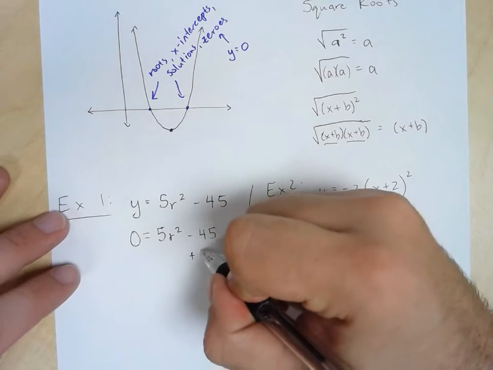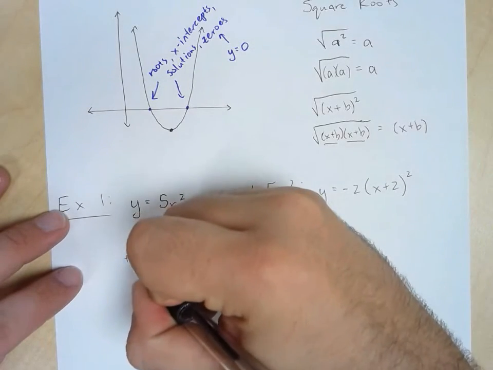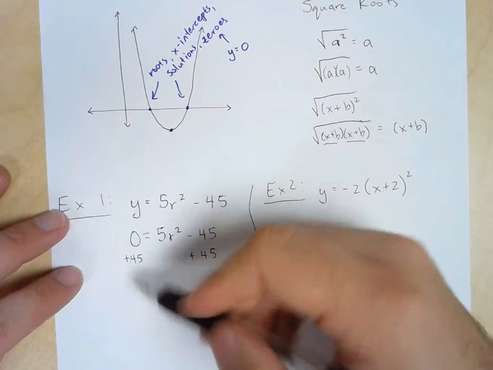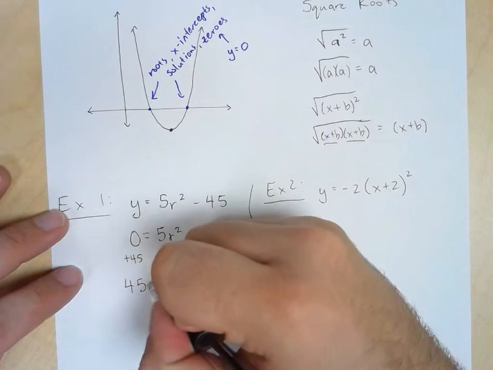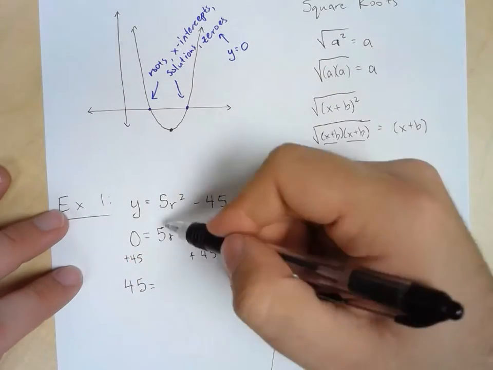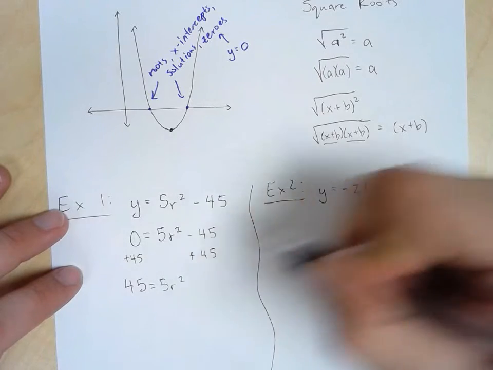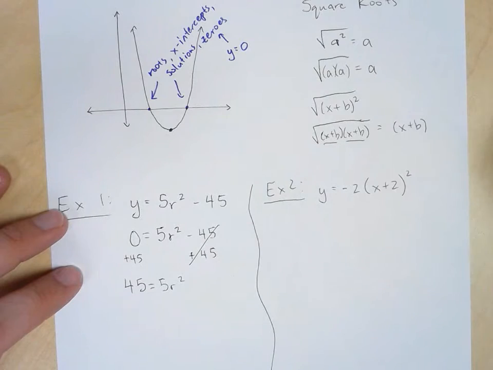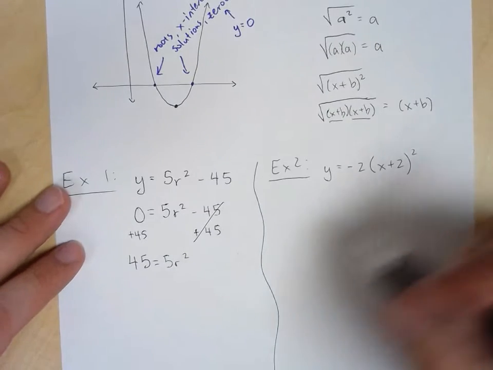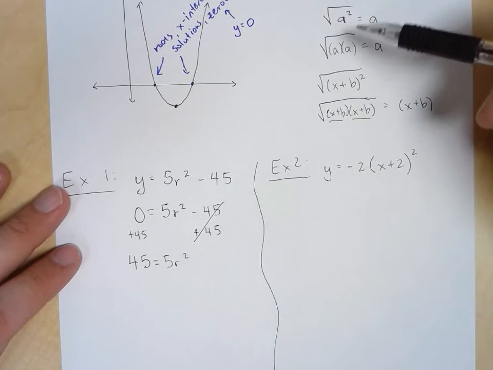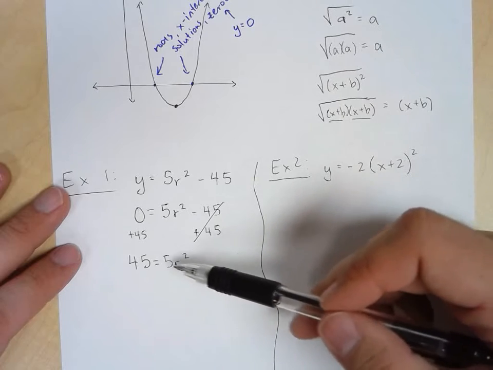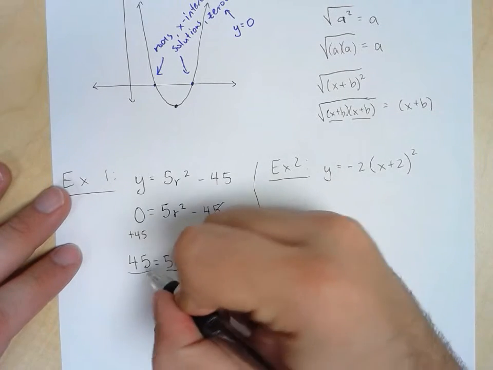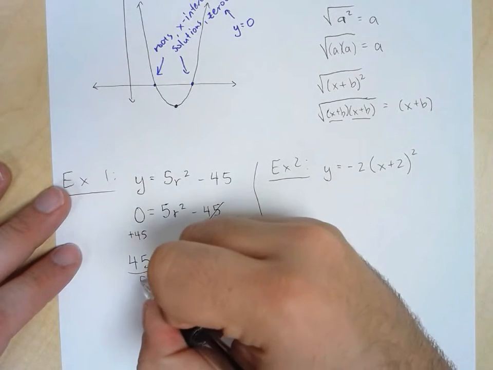So I'm going to add 45 to both sides. 0 plus 45 is 45. We carry down our 5r squared. We didn't do anything to that term. And then negative 45 plus 45 cancels out. Okay. So, to get r by itself, before we can take the square root, we're going to need to undo this multiplication first. So we're going to divide each side by 5. Not by 45, I'm sorry.